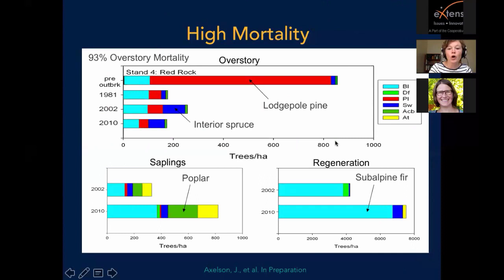In the sapling layer, you see a little bit of pine, so it's probably open enough that we're seeing some pine in that layer, but we're not seeing it in the regeneration layer because the seed bed is probably incorrect. That soil substrate isn't adequate. And so we have this mix of, again, poplar, aspen, and subalpine fir, and all those little tiny babies coming up are mostly subalpine fir.